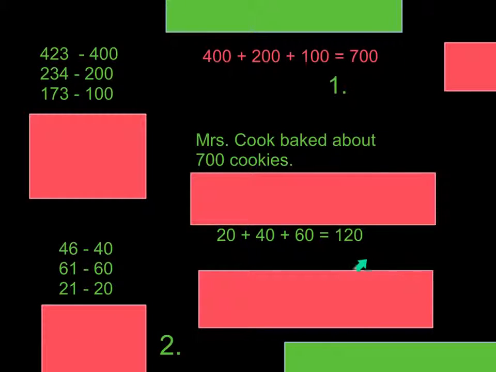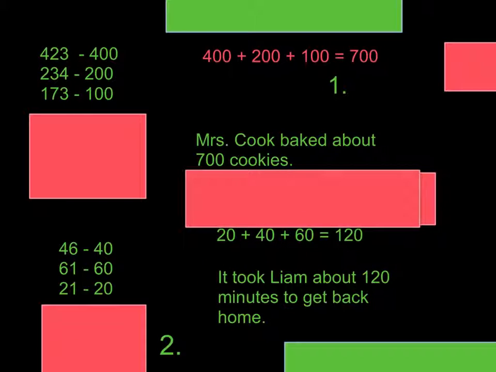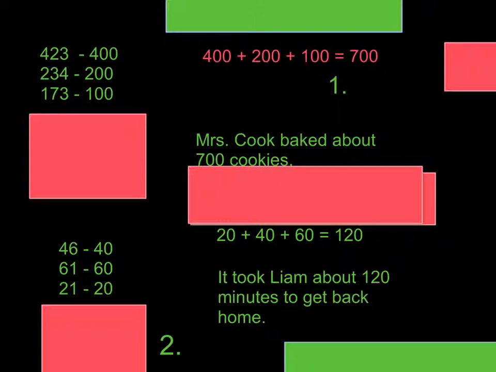So now to actually complete our answer, we need to write a sentence with units. So it took Liam about 120 minutes to get back home. The unit, once again, would be minutes, because that's what I know, that's what I'm talking about. And also I need to include that word about, because I did not find an exact answer. I only found a front-end estimating answer.